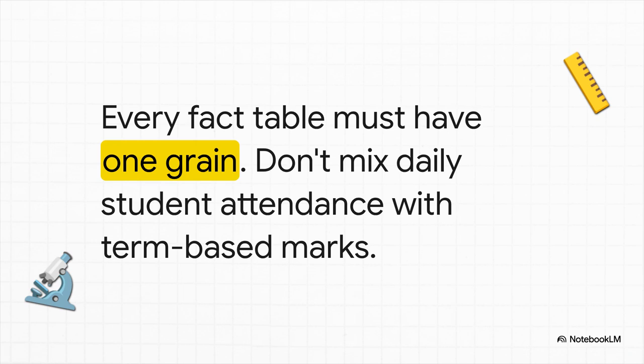You absolutely have to clearly define the grain of every fact table. The grain is just the level of detail it represents. For example, you can't just toss daily student attendance records into the same table as marks that are recorded by the term. They have different grains. You have to either roll up the daily data to the term level or just create separate tables. If you ignore this rule, you're just asking for chaos and completely wrong results.